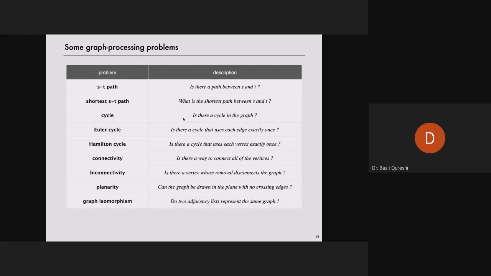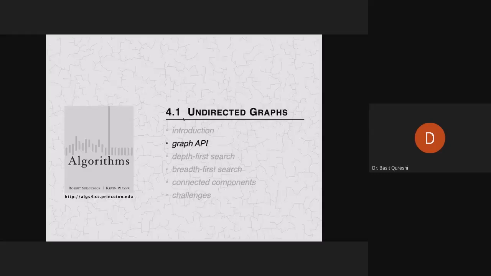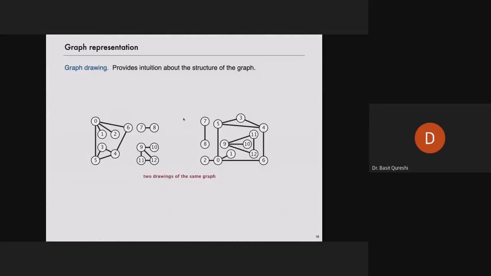All right. Planarity, isomorphism. These are some problems that go with graphs. But again, we're not going to talk about any of these in this class. This is the topic for the next course in algorithms. All right. Now let's talk about how we implement, how we represent a graph.